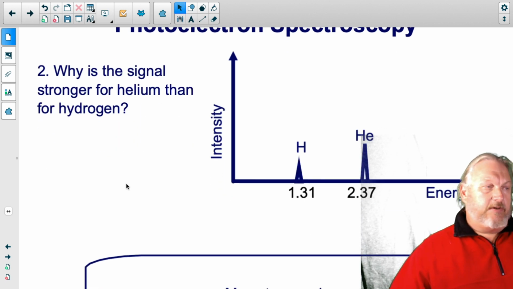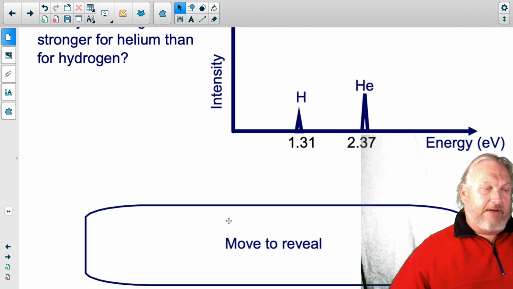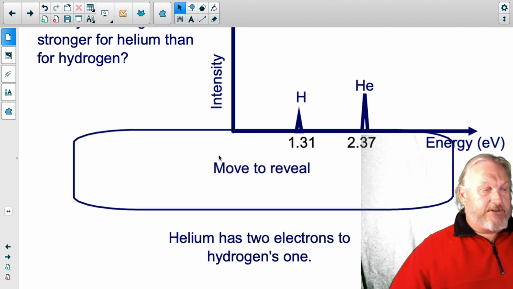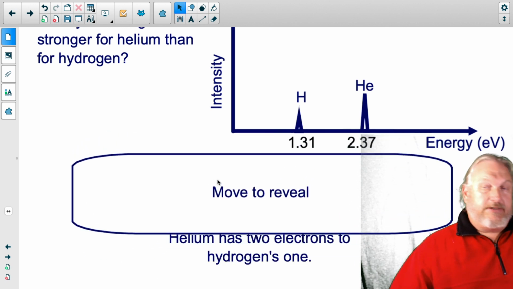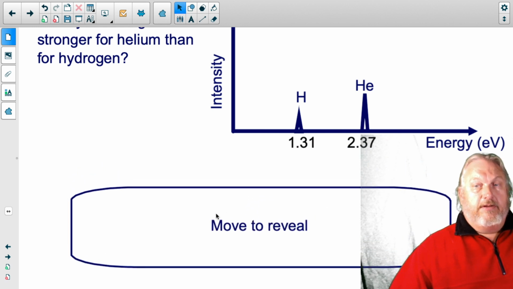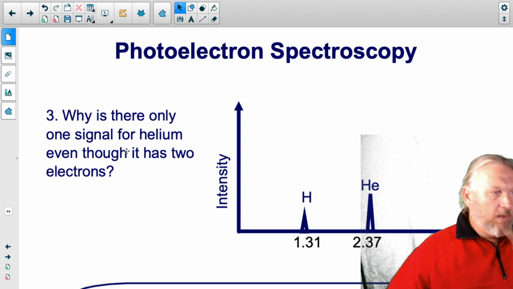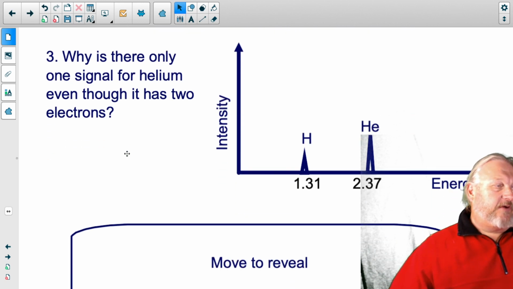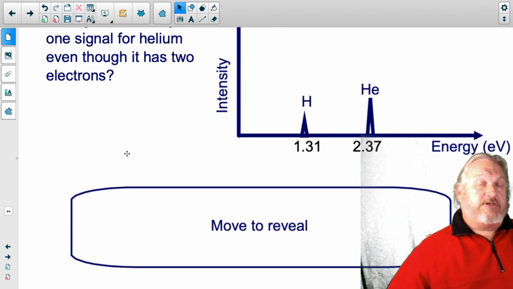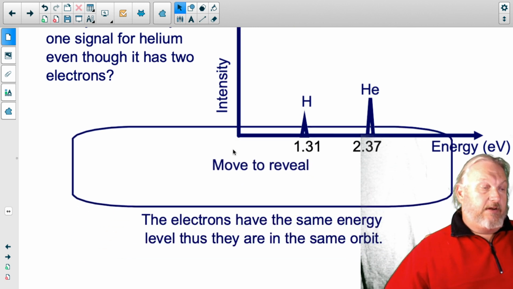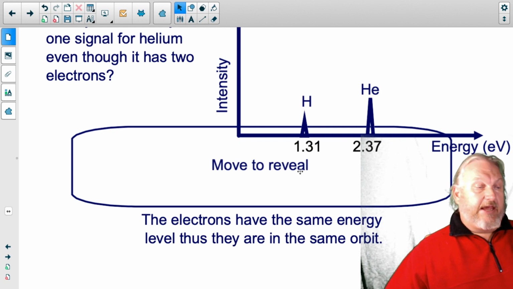Why is this signal stronger for helium than for hydrogen? Well, hopefully you're going to say because there are two electrons and hydrogen has one. That's common sense. Why is there only one signal for helium even though it has two electrons? Think about where those two electrons are. They have the same energy level, thus they are in the same orbital.